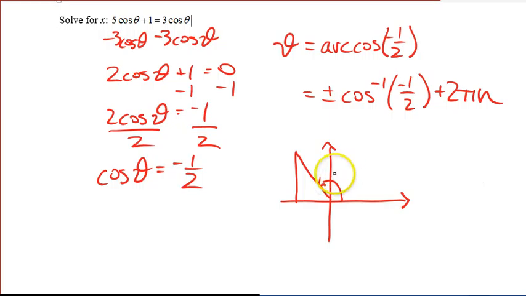There it is. Call it theta. And make a little triangle. Well, cosine is the x-coordinate of our point on the unit circle. So we know the x-coordinate of that point is negative 1/2. Let's see, the hypotenuse of this triangle is length 1. Oh, I remember now. That means the y-coordinate is root 3 over 2.